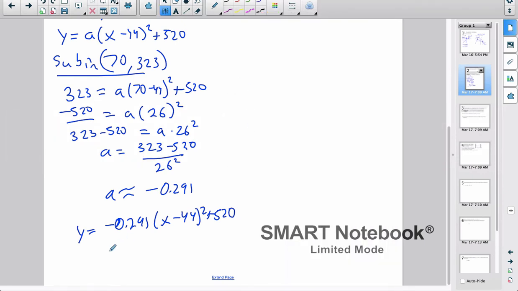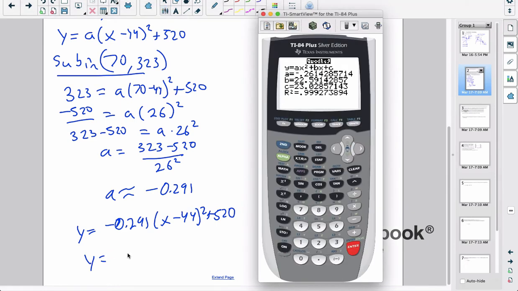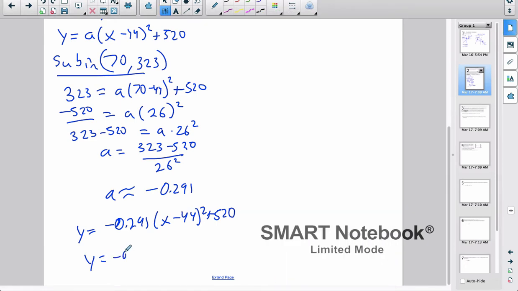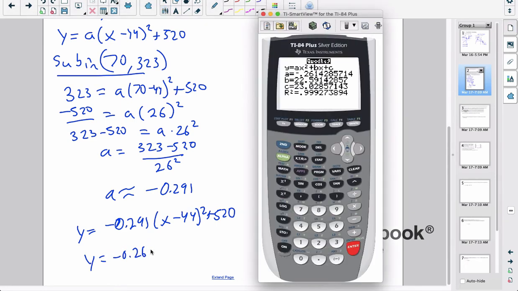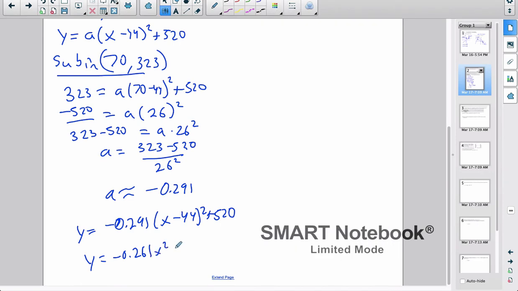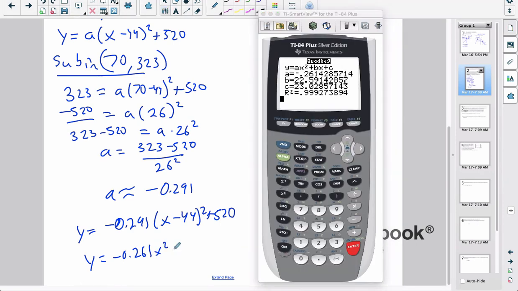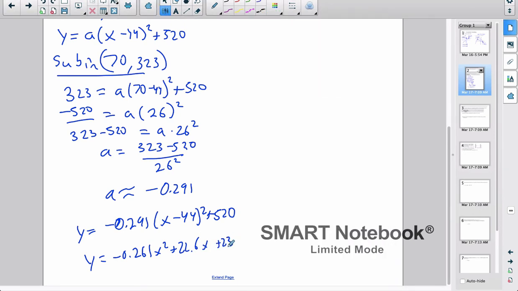This is going to be y equals negative 0.261x squared plus 22.6x plus 23. So you see our a value is a little bit different, it's a little bit off, right?